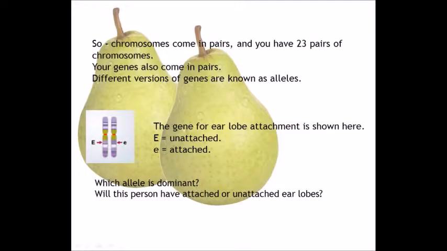With the dominant allele you only need one of those alleles for it to be expressed, whereas with the recessive allele you need two of them. And because alleles usually come in pairs, to have an attached ear, you need to have small e, small e.